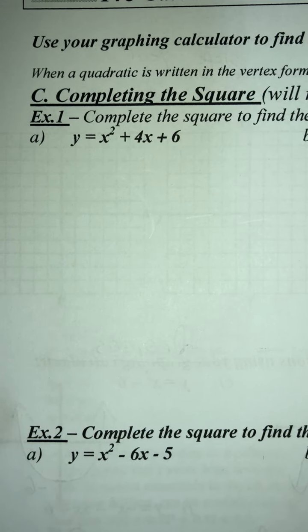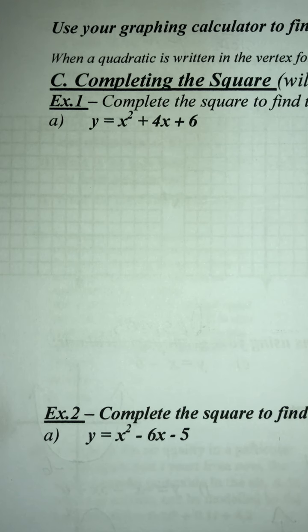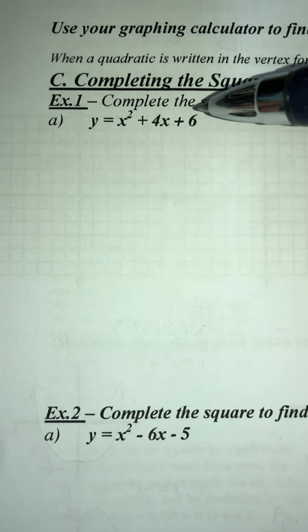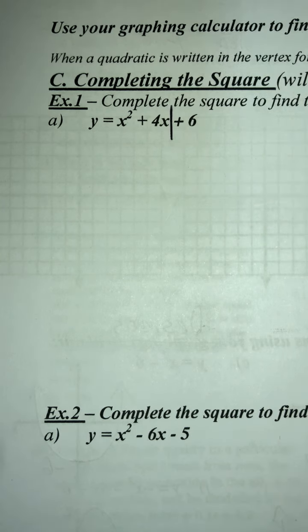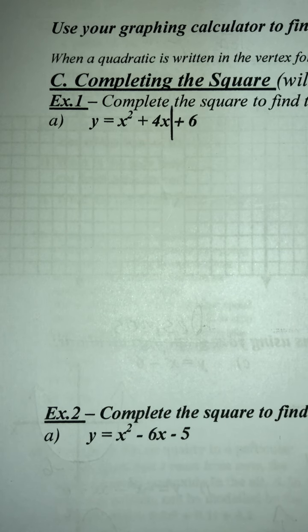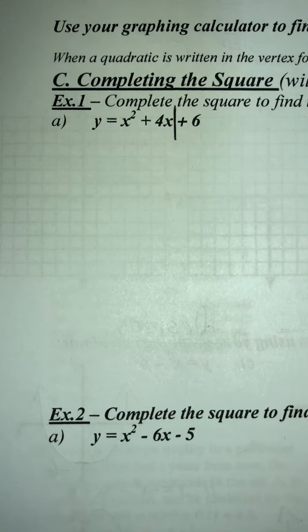I'll do one example here. So, completing the square, what you're going to do is the following steps. First of all, I'm going to split up my equation. I split it here, right after the x to the power of 1 term. And what I want to do is turn this into a perfect square.